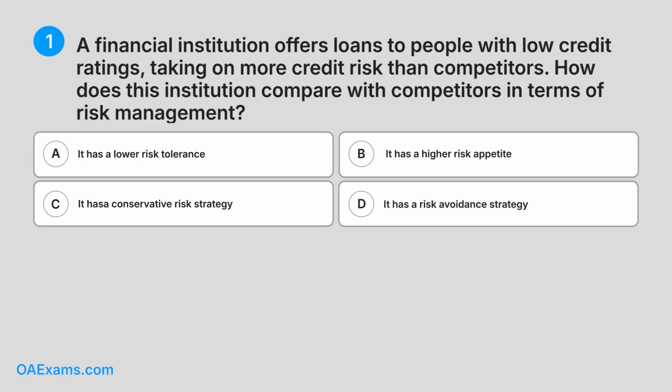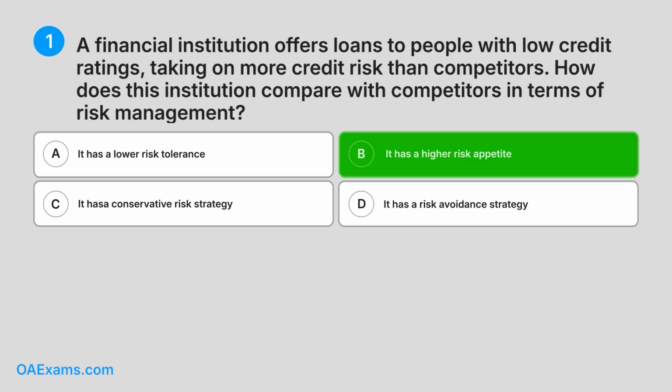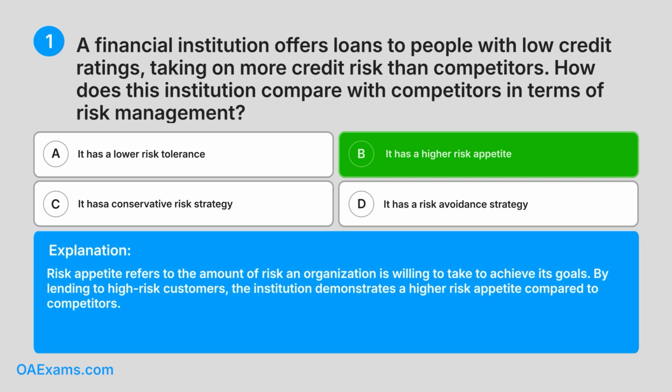Correct answer. B. It has a higher risk appetite. Explanation. Risk appetite refers to the amount of risk an organization is willing to take to achieve its goals. By lending to high-risk customers, the institution demonstrates a higher risk appetite compared to competitors.